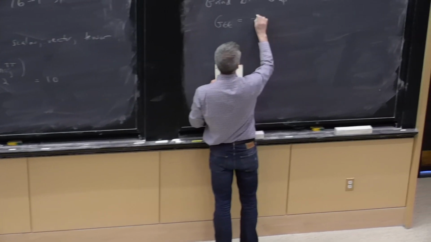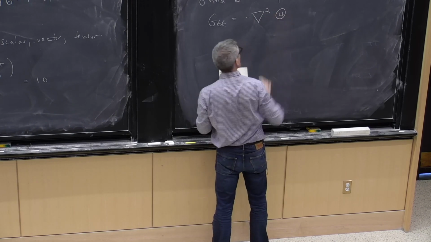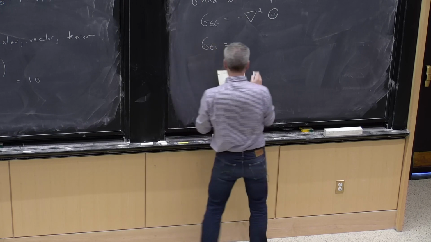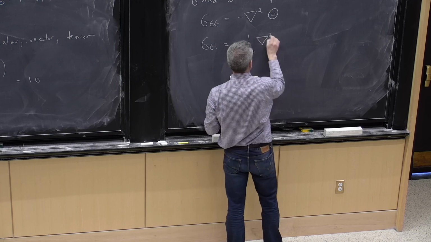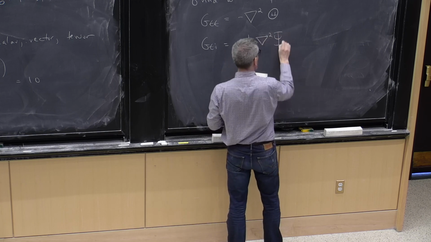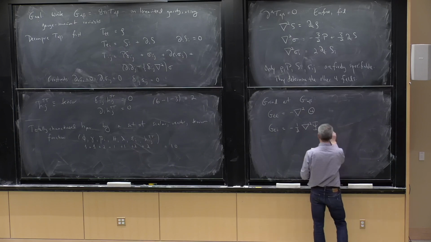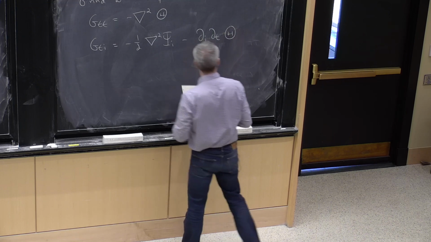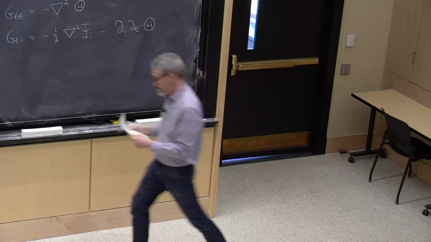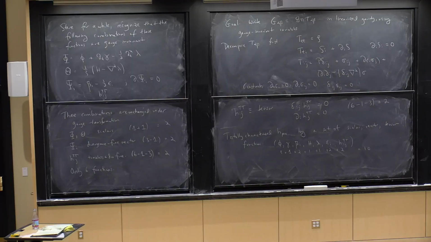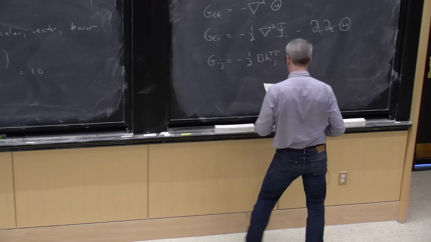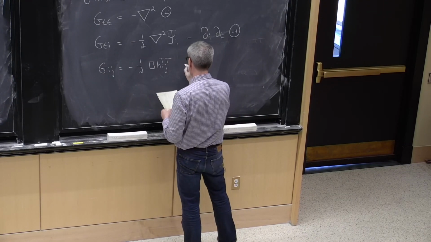G_tt is minus the Laplace operator times this field theta. G_ti is minus 1/2 the Laplace operator on this vector field psi, minus the gradient of the time derivative of your theta. And G_ij looks like a wave operator on the TT piece of your metric.